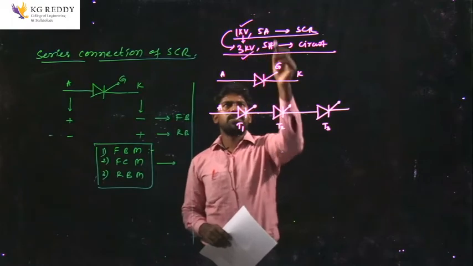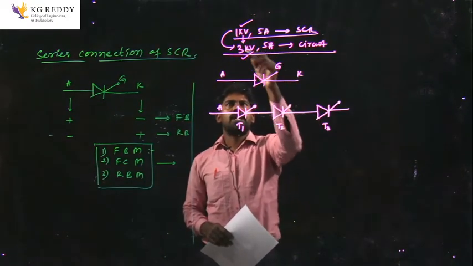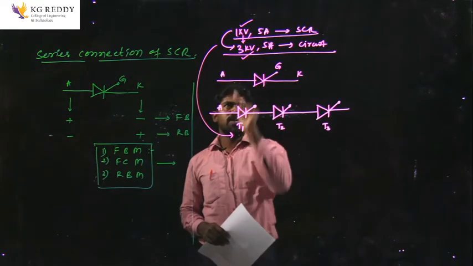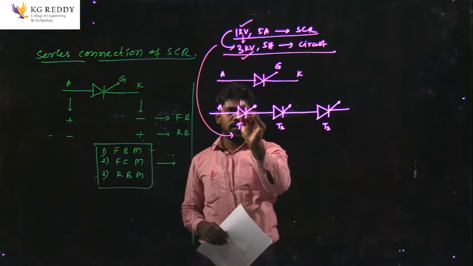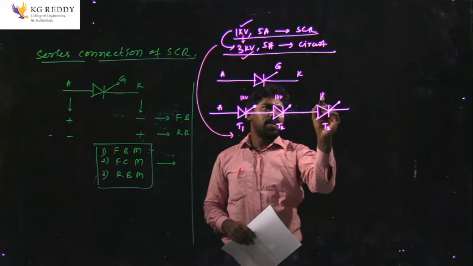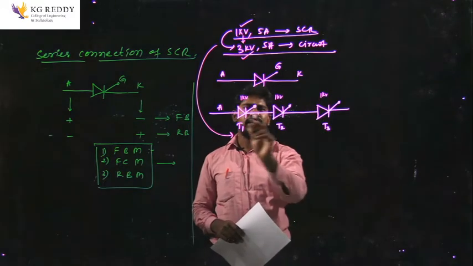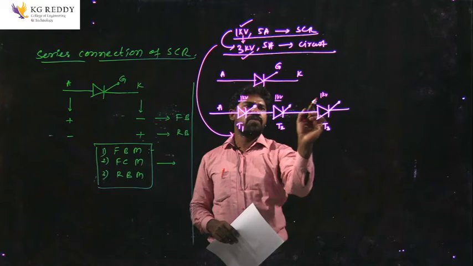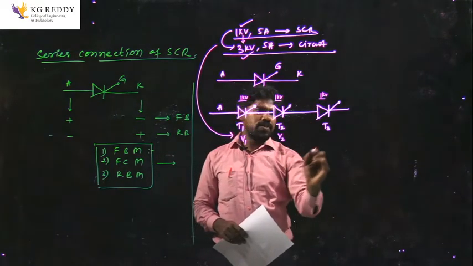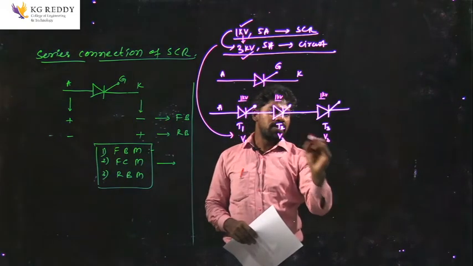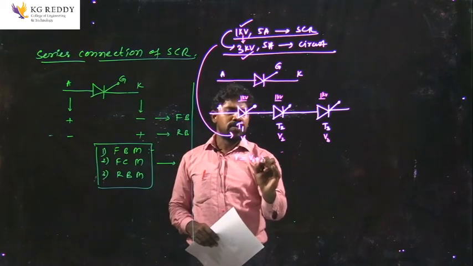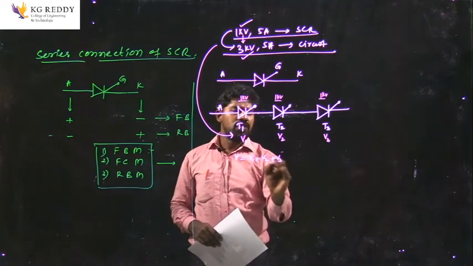To overcome this problem, I am going to connect a number of SCRs in series. This is a 1 kilovolt SCR, and this is another 1 kilovolt SCR, and this is the third. I connected 3 SCRs in series, so I will get the resultant voltage. The voltage across T1 is V1, across T2 is V2, and across T3 is V3. Finally, the resultant voltage is V1 plus V2 plus V3.